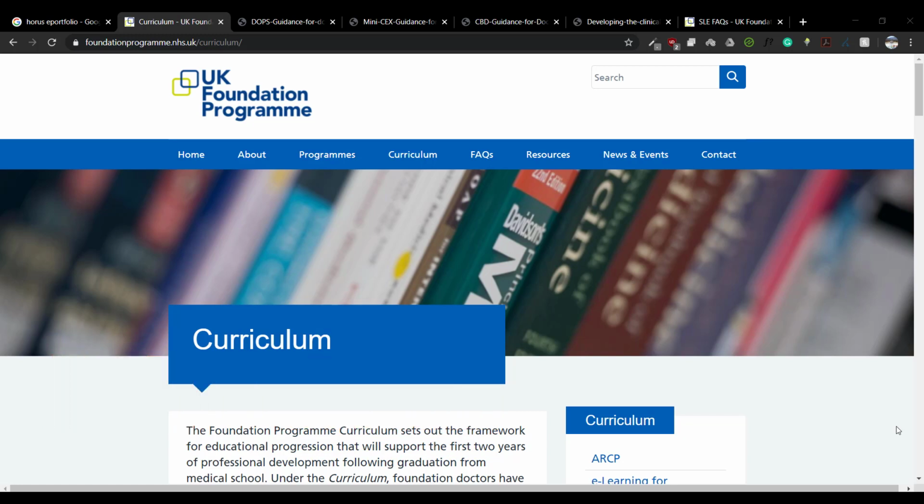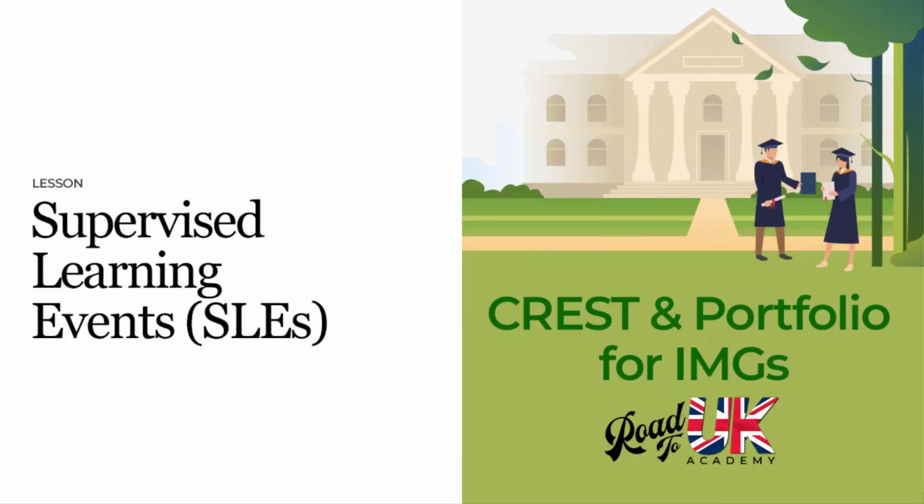In this course, we are discussing how an IMG who starts in the NHS can work their way towards getting a CREST form signed so that they can apply for an ST1 or CT1 level of the training of their chosen specialty. So we have already discussed an e-portfolio, and in that previous lesson, we gave a clue about what a supervised learning event is. We're going to discuss it at length in this lesson.